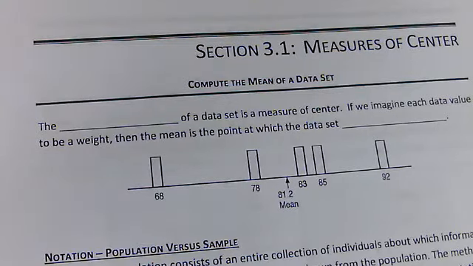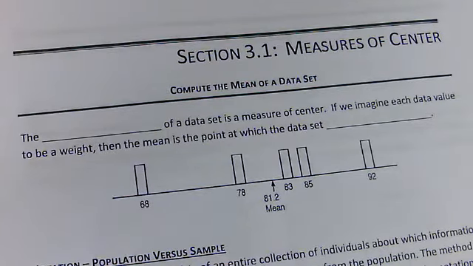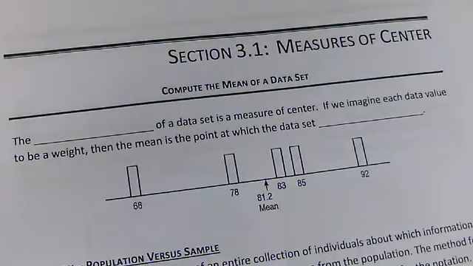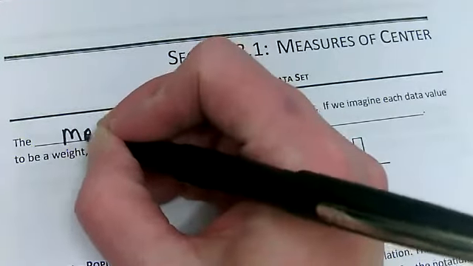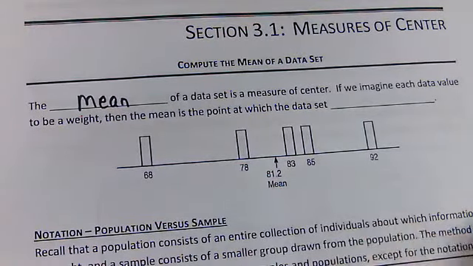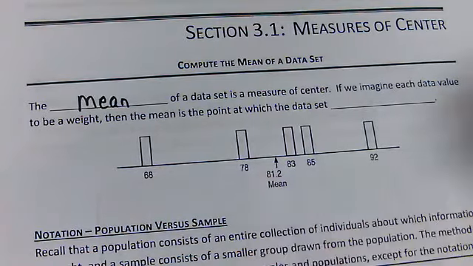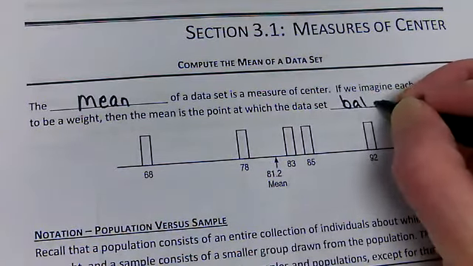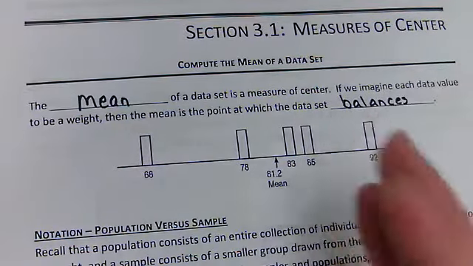Let's talk about the center of our data. And there's many ways to measure the center of the data. One of these measures of center is the mean. And if we imagine that the data values are weights, then the mean is the point at which the data set balances. It's exactly in the middle.